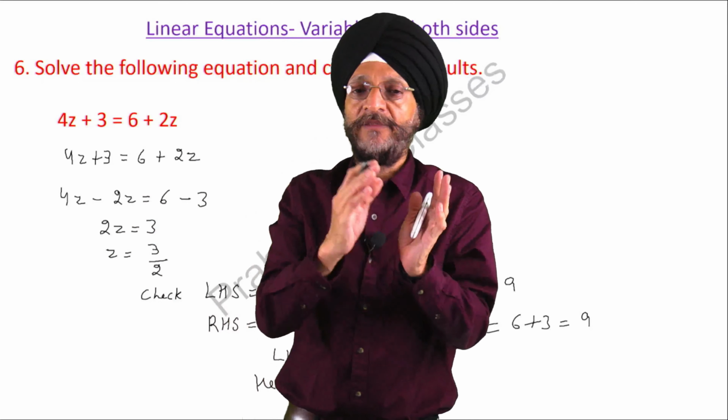The topic before us is linear equations, variable on both sides. Now the question before us is: solve the following equation and check your results. Here the question is 3m is equal to 5m minus 8 over 5. In this question you will find that m is the variable which is present on both sides.